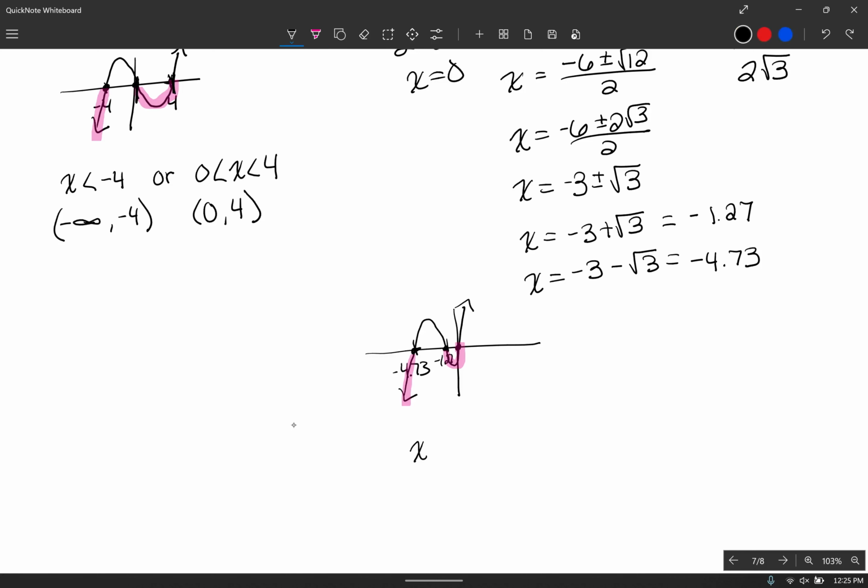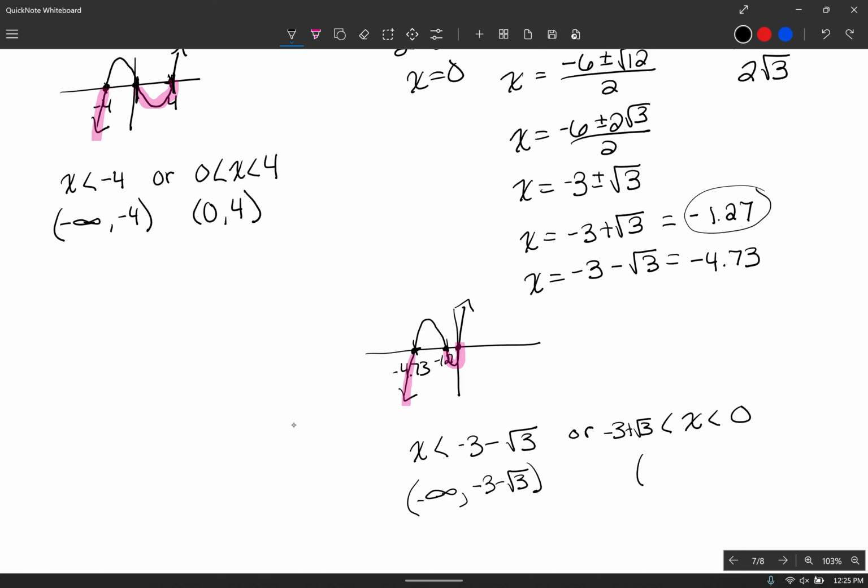So when x is less than negative 4.73, so negative 3 minus the square root of 3, or between this one and the 0. So when x is between negative 3 plus the square root of 3 and 0. Again, in interval notation, that would be negative infinity to negative 3 minus the square root of 3, or between negative 3 plus the square root of 3 and 0.